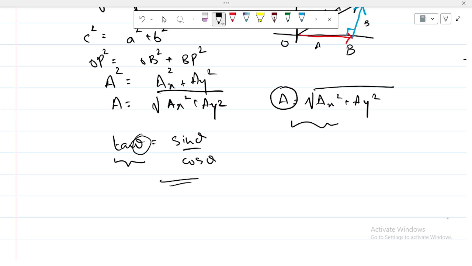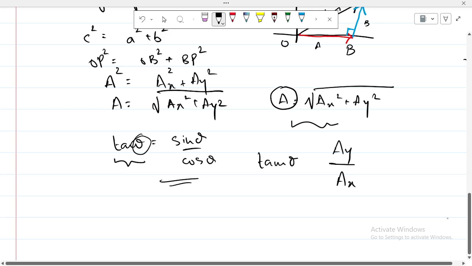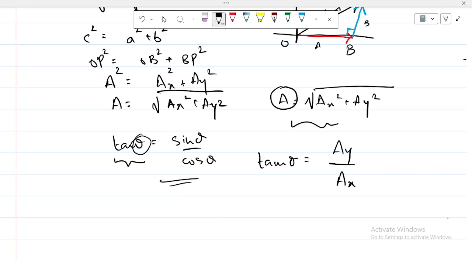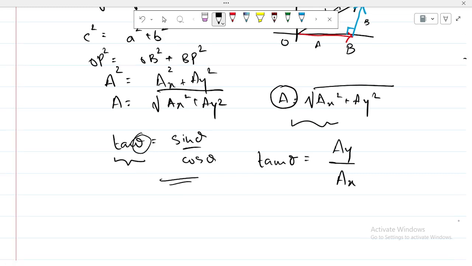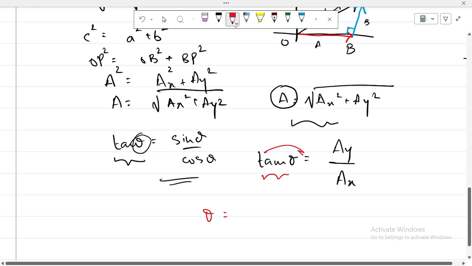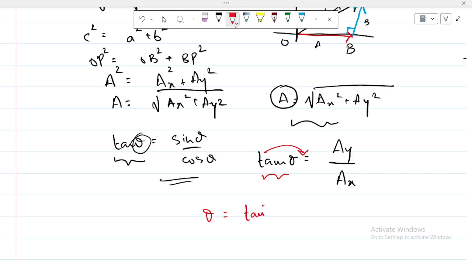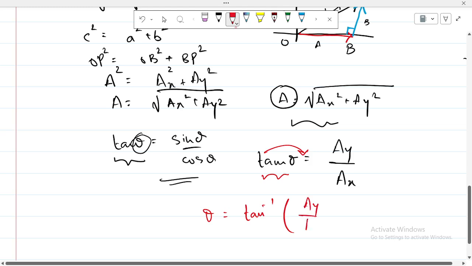In our case, sin theta and cos theta are not needed. We already know we have the vertical projection as AY and the horizontal projection as AX. Tan theta in this case is going to be AY over AX, because we are looking at the vertical projection over the horizontal. So tan theta equals AY over AX. We already know tan is an operation, so to find just theta, we can take tan to this side, and since tan is an operation, when it goes to that side it becomes an inverse. So this is tan inverse of AY over AX.